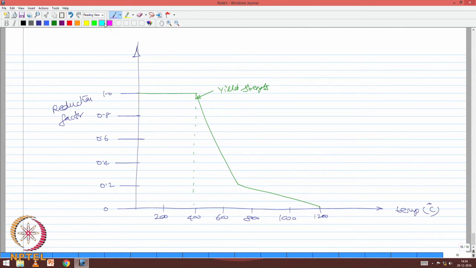Elastic modulus stays 0.6 and there is no variation till 200, then it drops, then it further drops at 600. Then it further drops at 700, which comes to 0.1, and then goes to 0. So, this is my modulus of elasticity variation for steel at higher temperatures.